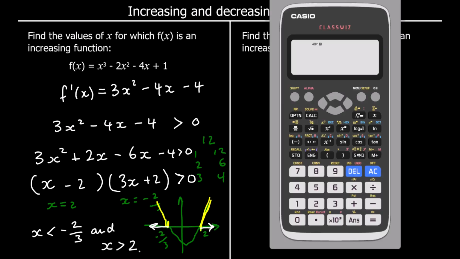than 2. On the calculator, we'll menu inequality, polynomial degree 2, it's a quadratic, and it's in the form ax squared plus bx plus c is bigger than 0. We've got a is 3, b is negative 4, c is also negative 4, and we're told x is less than negative 2 over 3, or x is bigger than 2, as we have here.